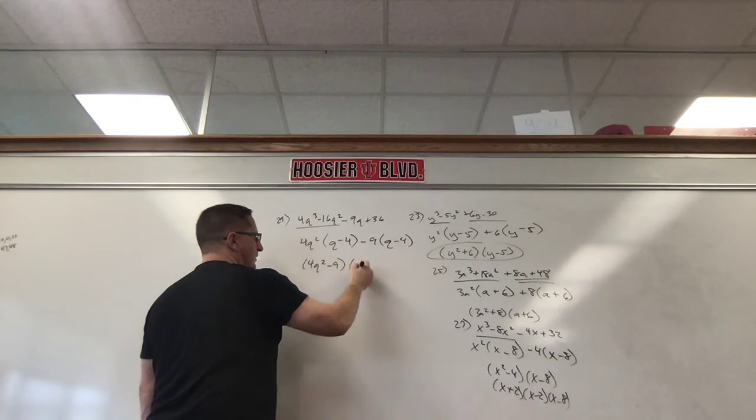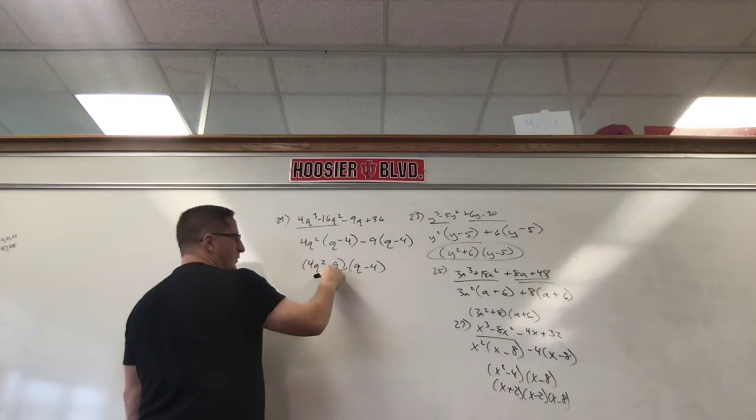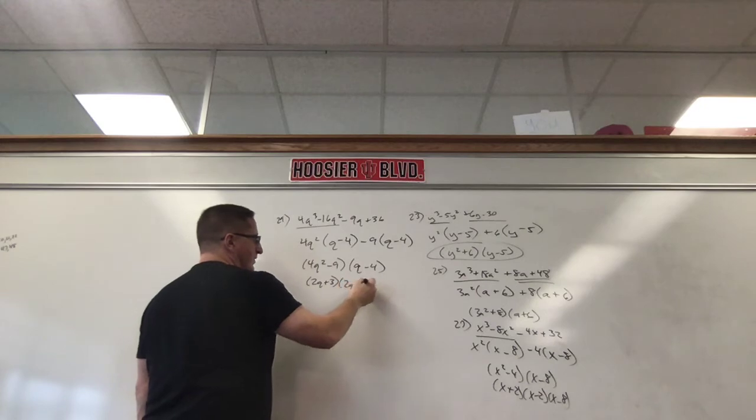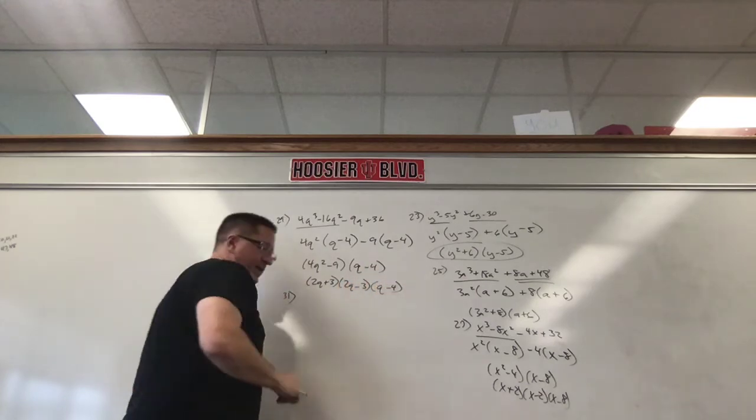Times q minus 4. We're not done though, this is also a difference of squares. This is 2q squared and 3 squared. So 2q plus 3, 2q minus 3, q take away 4. Everything's first degree, doesn't factor any further.